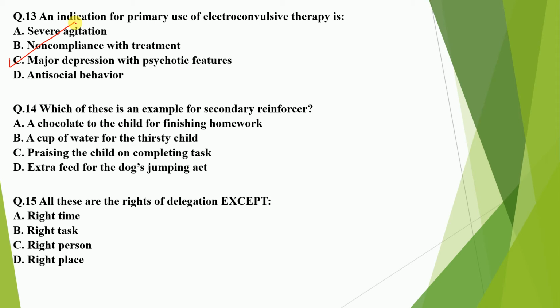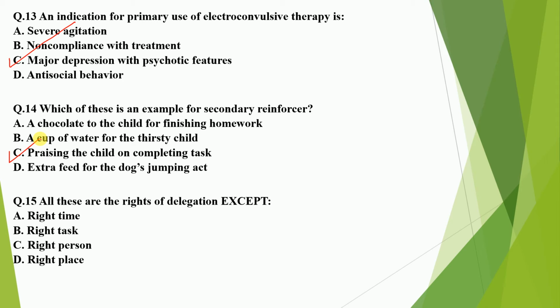Next question. Which of these is an example for secondary reinforcer? Option A, chocolate to the child for finishing homework. Option B, a cup of water for the thirsty child. Option C, praising the child on completing task. Option D, extra feed for the dog's jumping act. Correct answer is option C, praising the child on completing task.